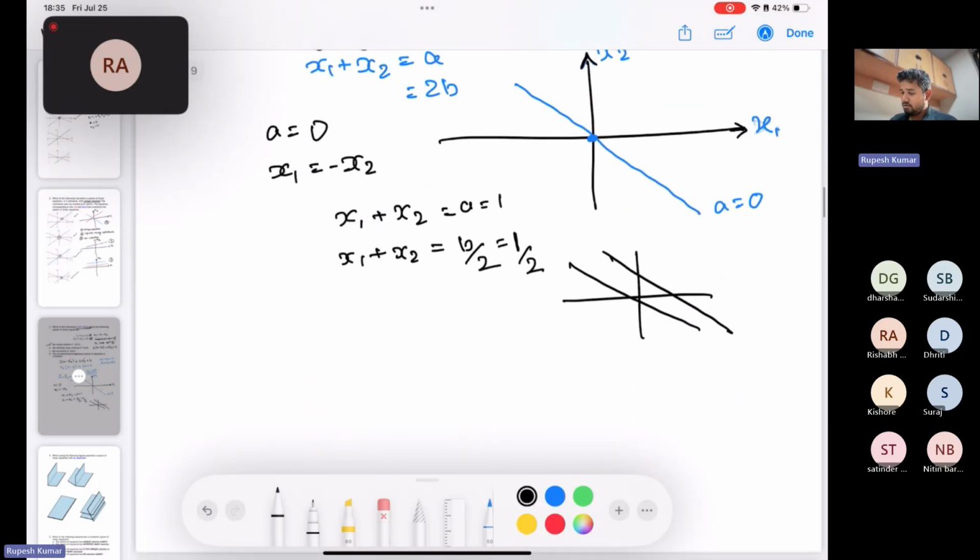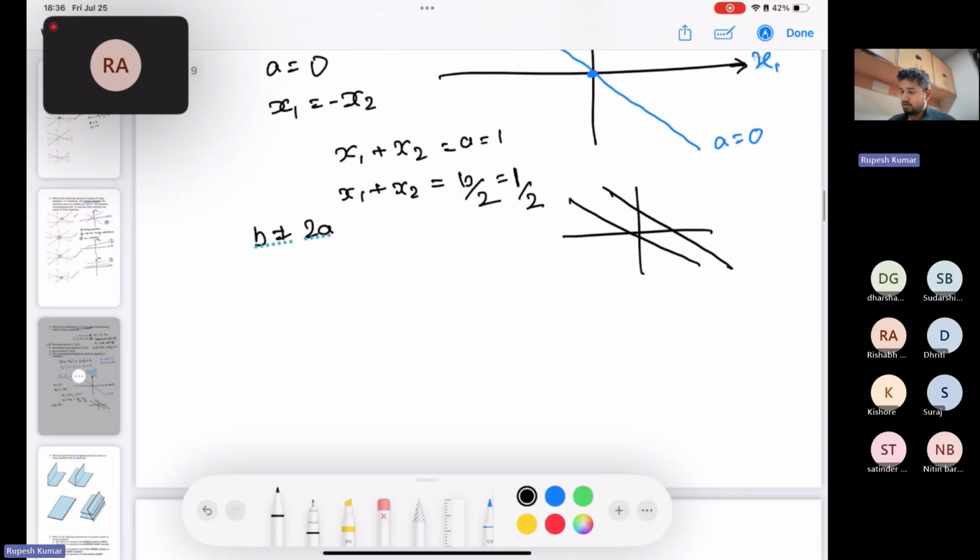Fine, everyone. So if b is not equal to 2a, you can see, right? Let's say we choose a equals 1 and b equals 1. So b is not equal to 2a. The equations that you get are x1 plus x2 equals 1. Fine. So let's plot this equation.